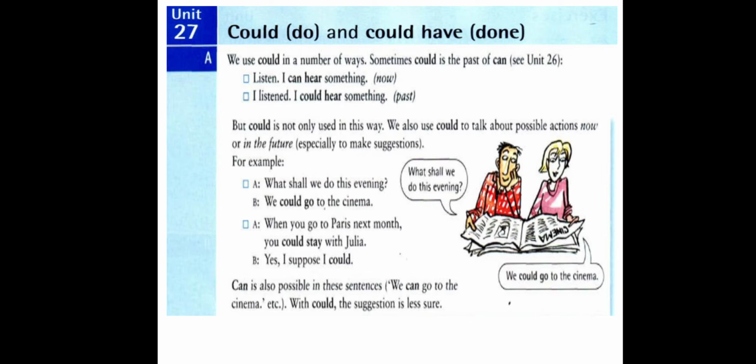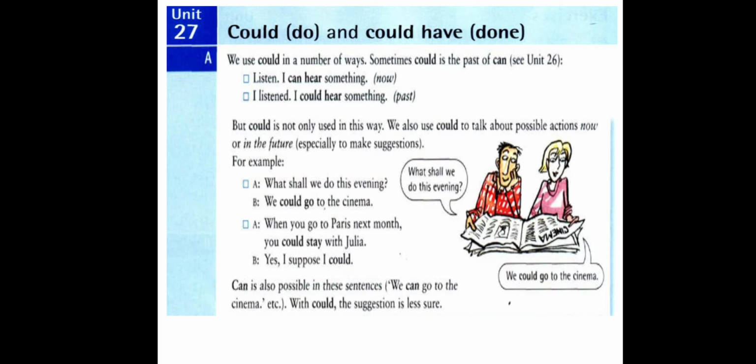For example, what shall we do this evening? A person is asking for a suggestion. The other person says, we could go to the cinema. Here, could is not past. Here, could is used as a present possibility, or possibility in the future, in the near future. So could here is not used as the past. It is used as past only if we speak of ability. But here we speak of possibility. As possibility, it is used for the present and the future. So we can say we could go to the cinema.